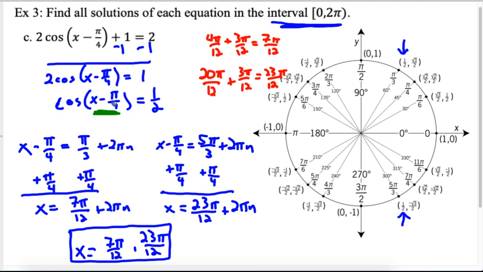The only difference on this one with our previous ones was I needed to get the trig function by itself and then set the entire inside equal to the angles on the unit circle that I found. Then add that pi over 4 over to get our new angles.